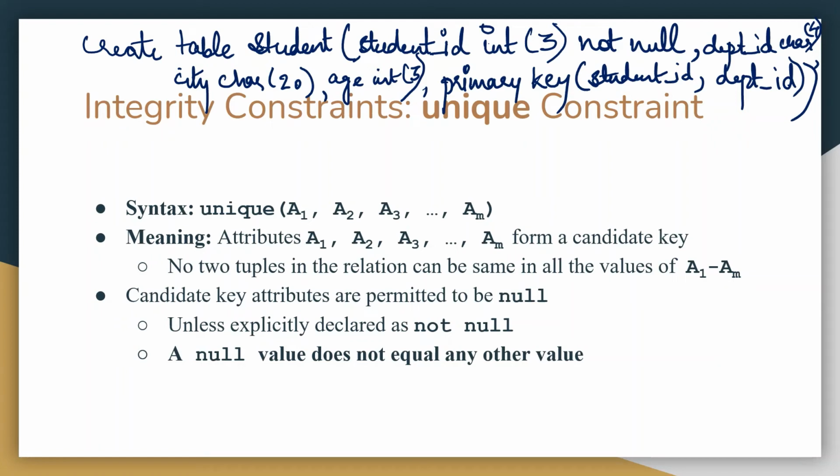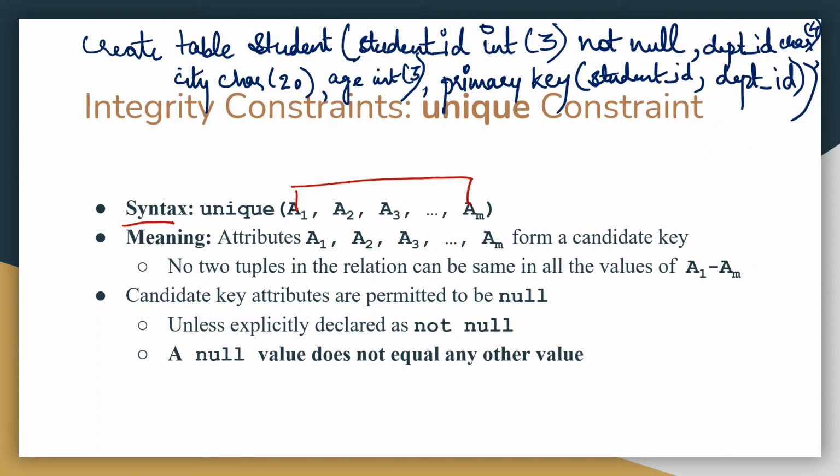Okay, now let's move on to the next one, which is the unique constraint. So what do we mean by this unique constraint? First of all, what is the syntax? Here is the syntax: unique, and then we have some attribute names, and we have commas as separators in this case. Now, what is the meaning then? It says that attributes A1 through AM form a candidate key. That is, the combination of these attributes is unique.